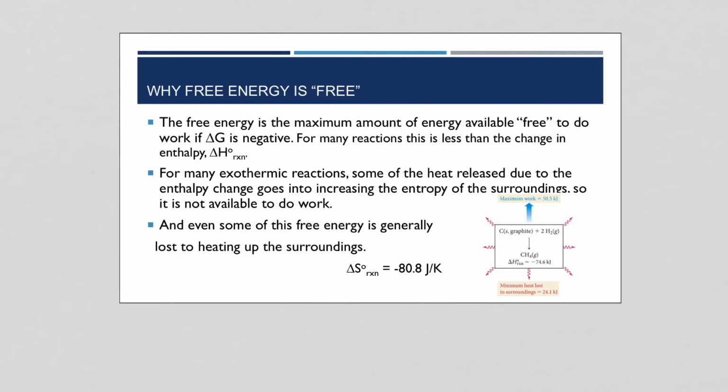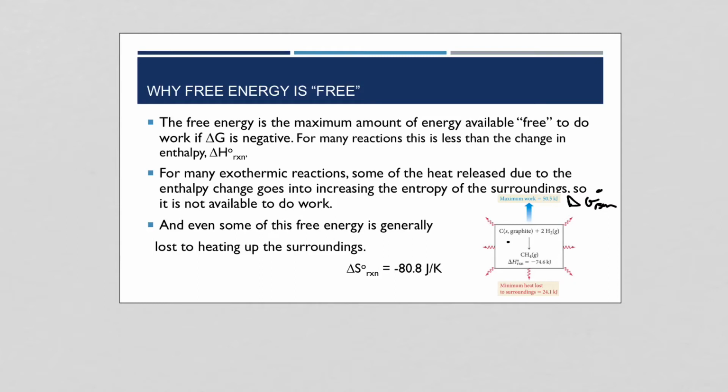And so we can look at, for example, the reaction of carbon plus hydrogen to give methane here, right? And we see that it has a delta H of minus 74.6 kilojoules, but a delta G of minus 50.5 kilojoules, right? That's how much is available to do work.